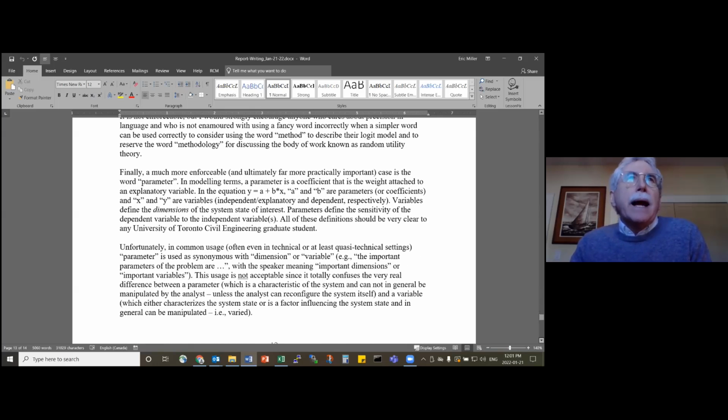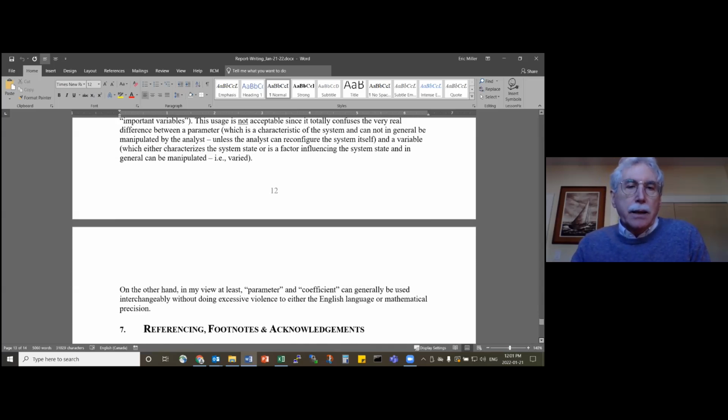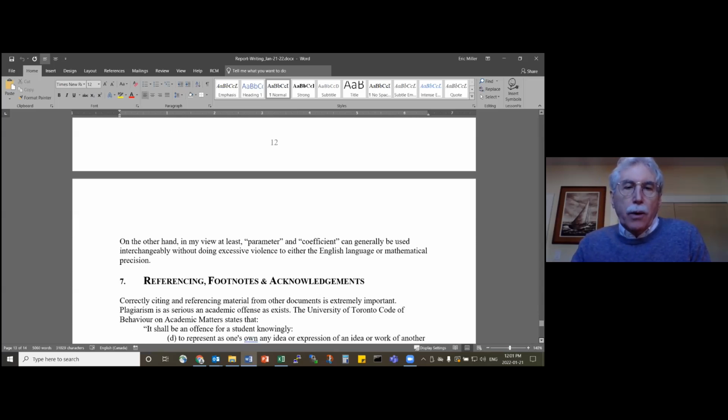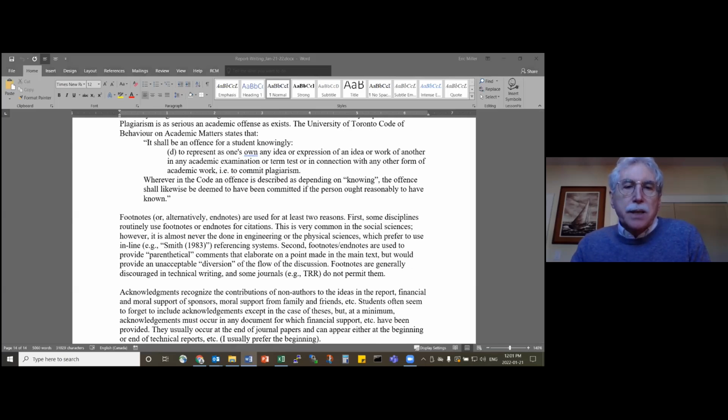Y equals A plus BX. A and B are parameters. X and Y are variables. They are not parameters. And I think it's very important that we understand what a parameter is, a coefficient, and so forth. Okay, so I'm going to stop here because I'm past the hour.